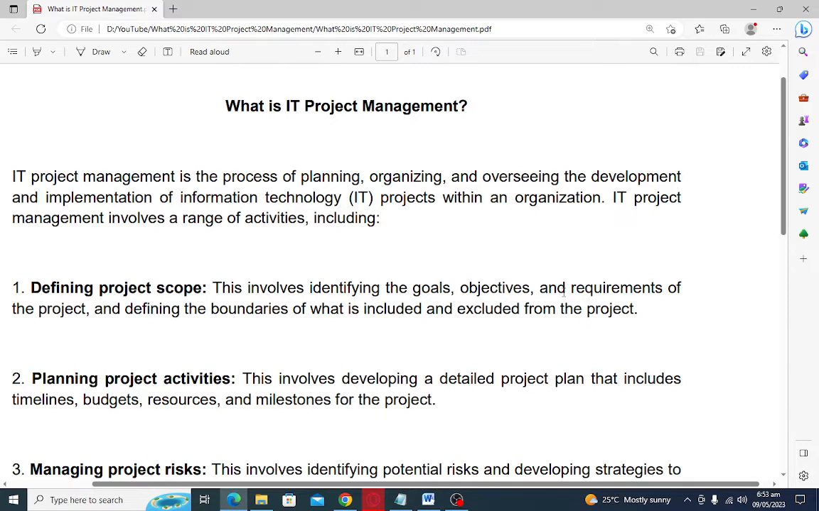So let's begin. What is IT Project Management? IT project management is the process of planning, organizing, and overseeing the development and implementation of information technology projects within an organization. IT project management involves a range of activities including number 1, defining project scope.